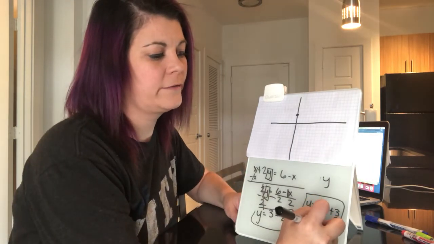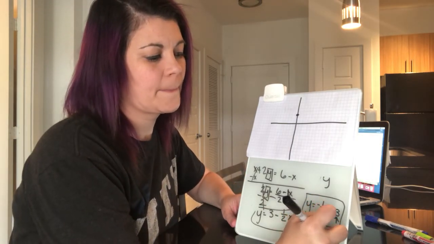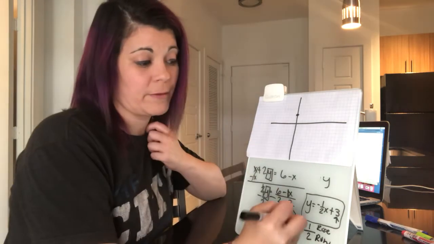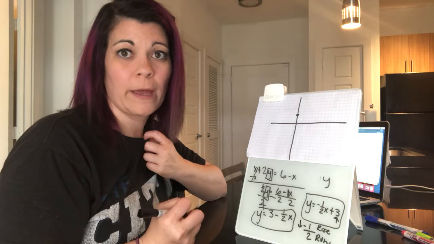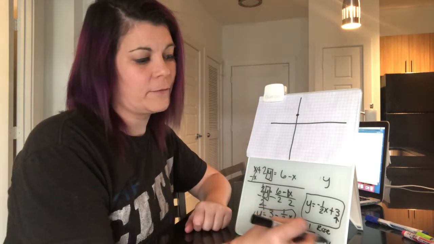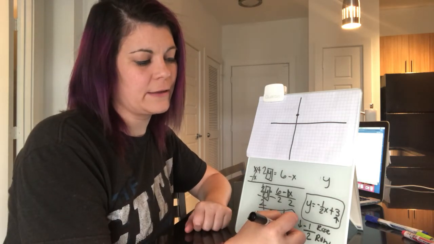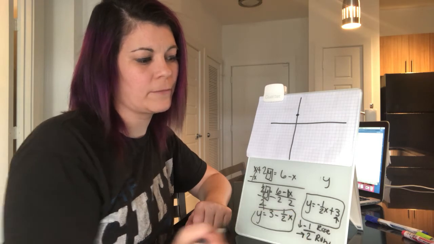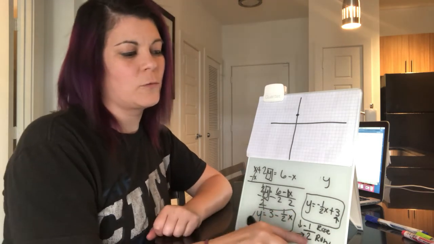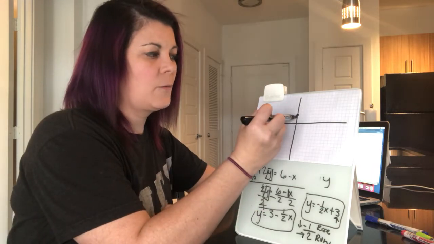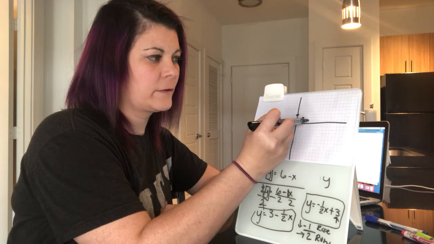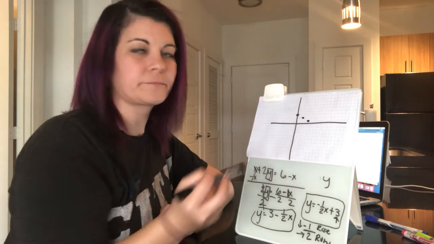So I have negative 1/2. Remember, that's rise over run. So I gave the negative to the top one. So rise is up or down, but since it's negative, we're going to go down 1. And the run is left or right, and since it's positive, we're going to the right 2. So down 1 to the right 2, down 1 to the right 2.